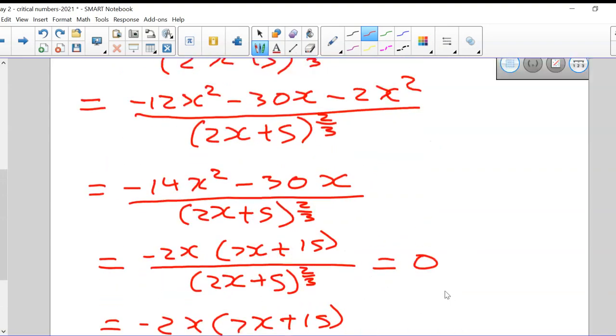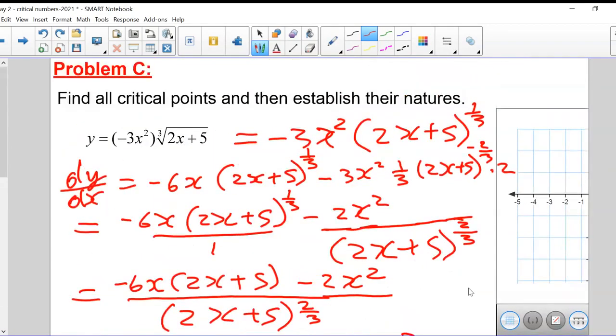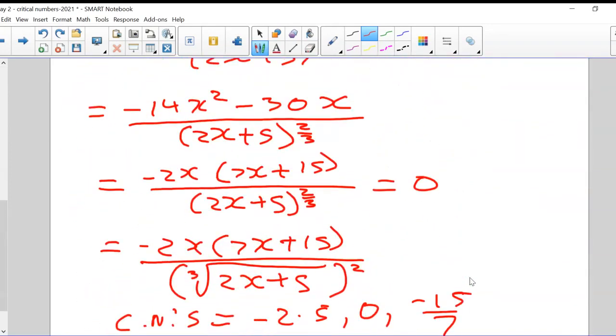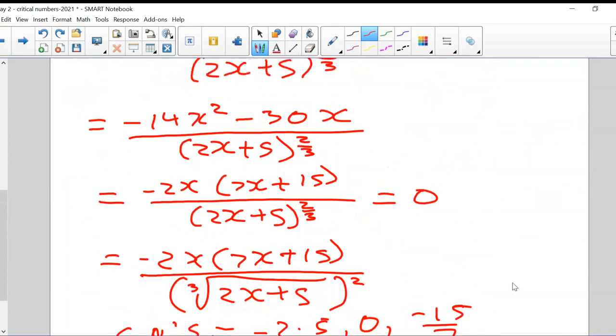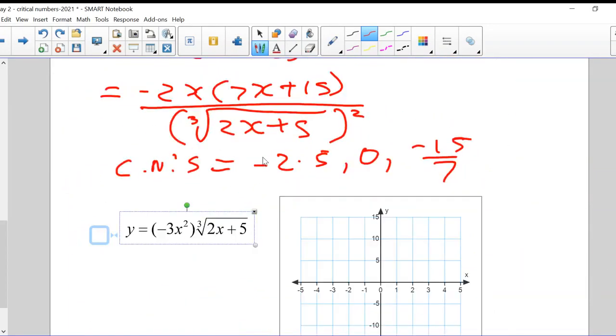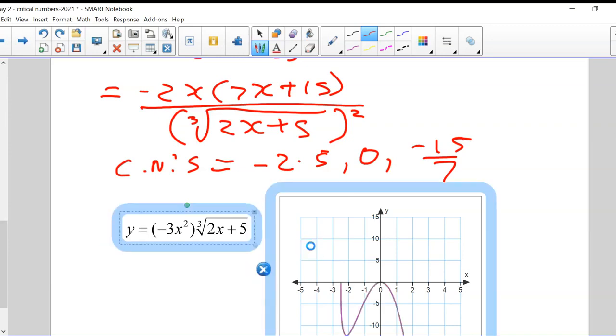So let me go back and look at the question again and establish their natures. This is a lot of work, but let's have a quick look at the graph just to make sure that we hopefully are on the right track here. So we're saying that these are all critical numbers at this point. Minus 2.5, 0, minus 15 over 7. Let's see what the smartboard thinks about that.